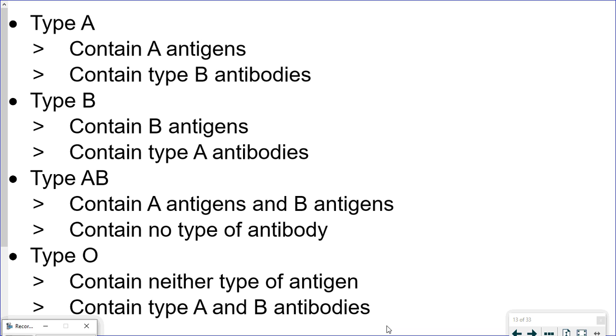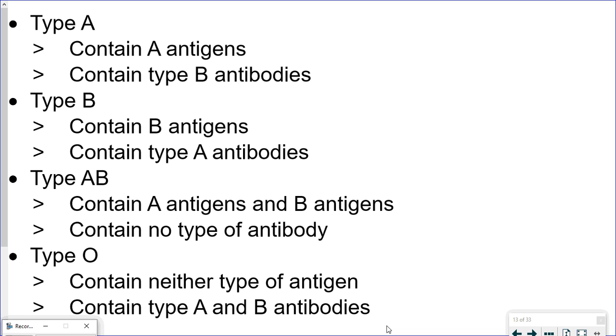So here's what it looks like if you have different blood types. If you have type A blood, that means that your red blood cells contain A antigens. So the antigens are what gives it the blood type. And your white blood cells will produce antibodies for type B. So you will attack any B antigens that enter into your body.